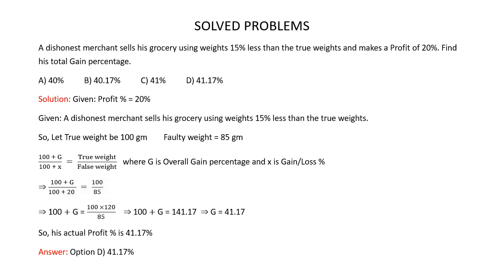On cross multiplication and solving, we get G is equal to 41.17. So his actual profit percent is 41.17%. So the correct answer is option D, 41.17%.